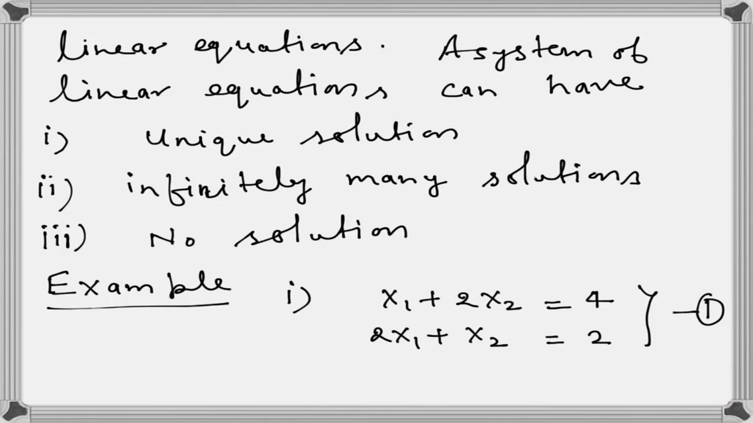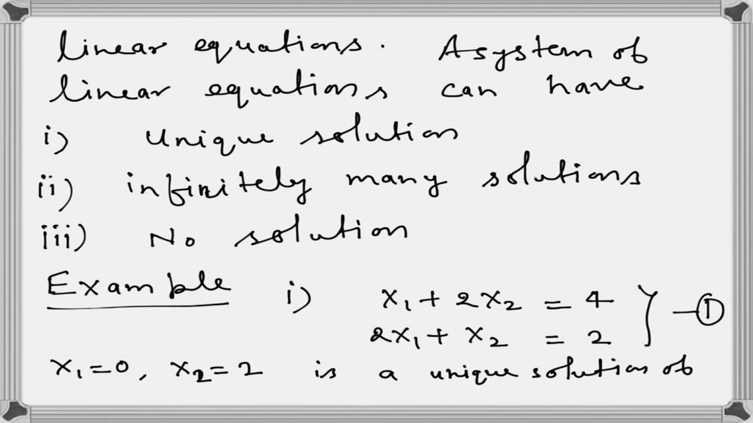So it is easy to see that x1 equals 0 and x2 equals 2 is the unique solution of (1). All right, let's see another example.